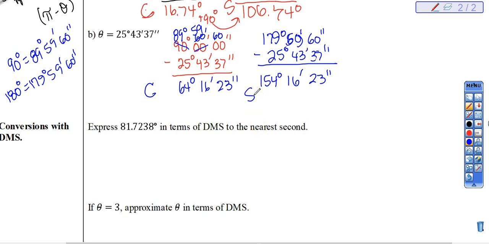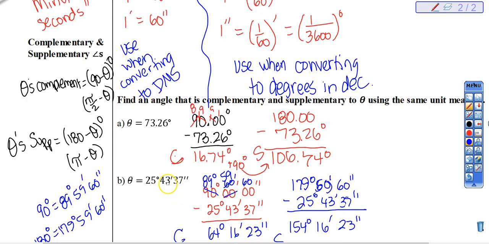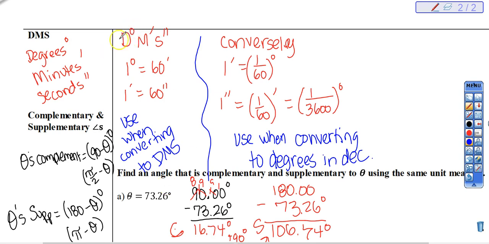Okay, so I have 154 degrees, 16 minutes, and 23 seconds. Again, you either could have added 90 to get to the supplement, or you could subtract. Your choice. Okay, last 3 problems, and these are going to go quickly. So here, remember what I said at the top? When we're converting to degrees, minutes, and seconds, we're going to use this data.